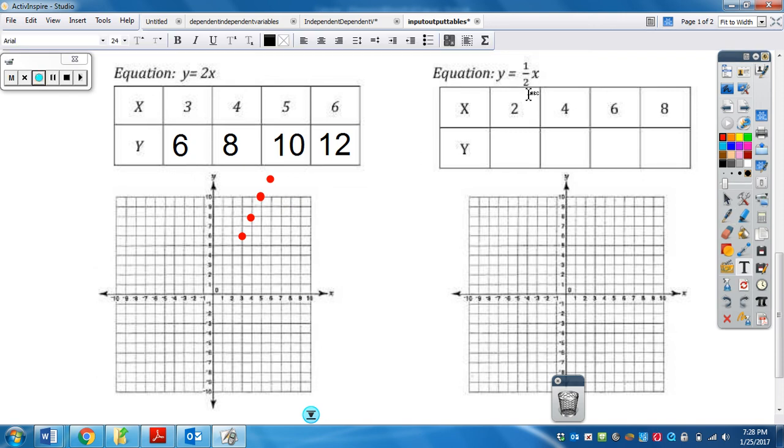Moving on to your next equation, it says y equals 1/2 times x. So don't freak out when you've got those fractions. Remember, we know how to do this. We can multiply by a fraction. So we want to come down here into our table of values, and basically when you multiply by half, it's the same thing as dividing by 2.